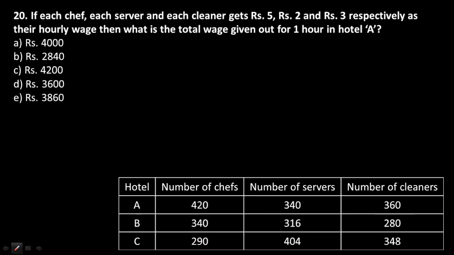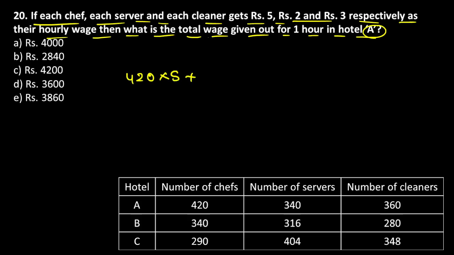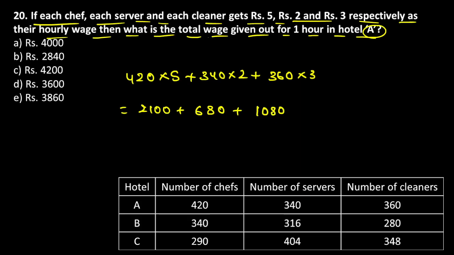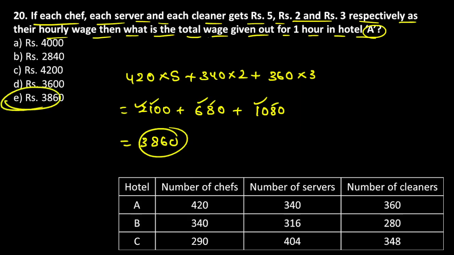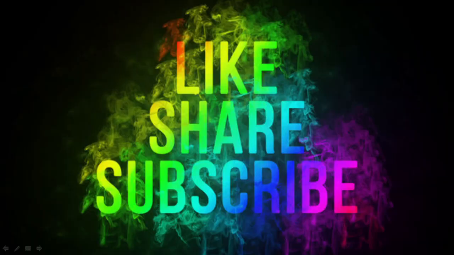Yes. Next one, if each chef, server and cleaner gets respectively an hourly wage, then what is the total for 1 hour in hotel A? Hotel A: chefs 420 into 5 rupees, servers 340 into 2 rupees, cleaners 360 into 3 rupees. Very good. Option E is the final answer for this question. So here ends the session.